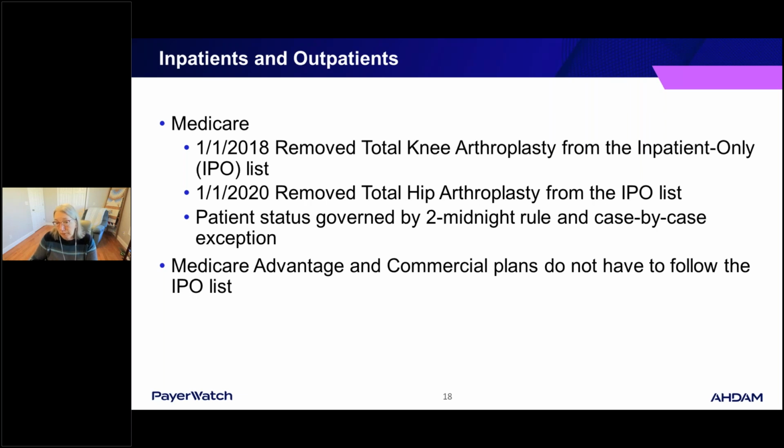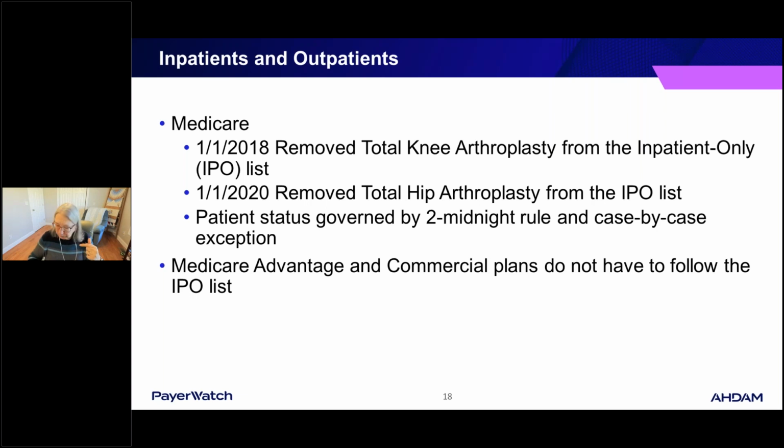But it's also for payment purposes, because if it's on the inpatient-only list, Medicare expects that you're going to do it and bill for it as an inpatient with an inpatient order. So anyway, total knees and total hips are not on the inpatient-only list anymore. Patient status, meaning should you place them in inpatient, should you bill as inpatient, is governed by the 2-midnight rule for traditional Medicare, with some case-by-case exceptions. Medicare does allow some case-by-case exceptions.